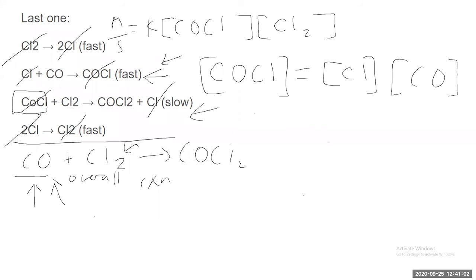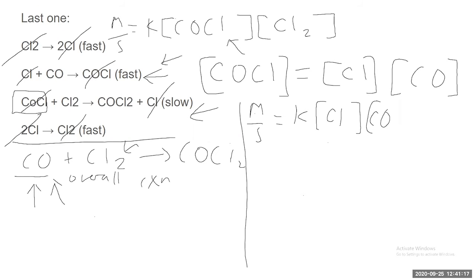Okay, so that almost gets us where we need to be. If we plug this into this equation right here, we're left with MS is equal to K times Cl times CO times Cl2. Now we're almost there. We have Cl2, but this Cl doesn't belong, so we need to use another substitution.